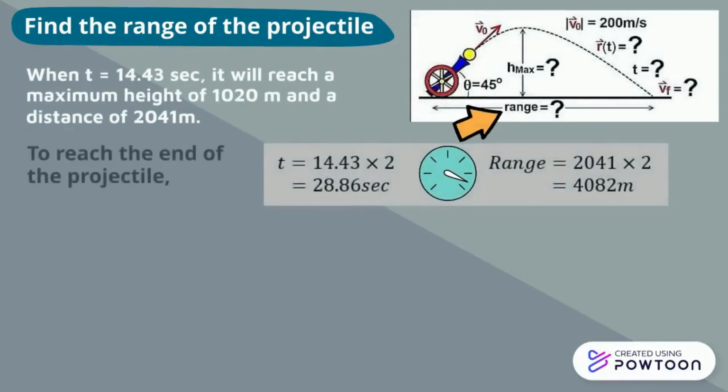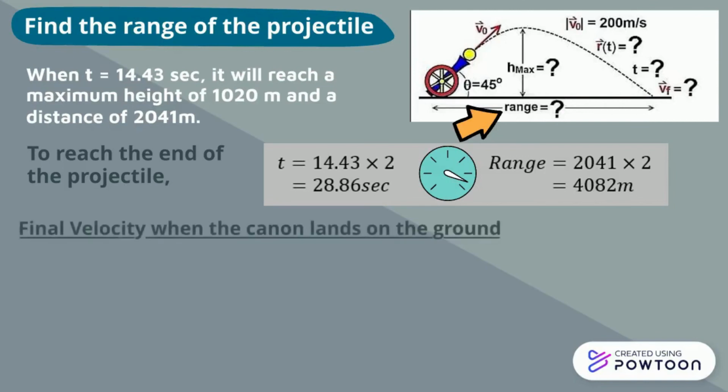Next, to find the range of the projectile. To reach the end of the projectile, the time taken is double that time, which is 28.86 seconds. Thus, the distance from the initial position to the final position is 4082 meters. We can conclude that at time t equals 28.86 seconds, the range of the projectile is 4082 meters.